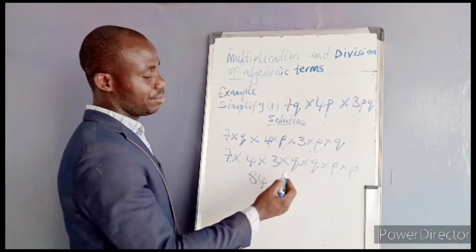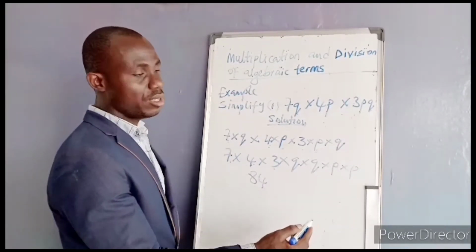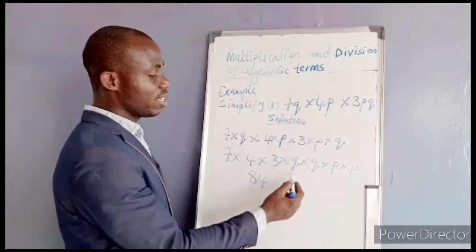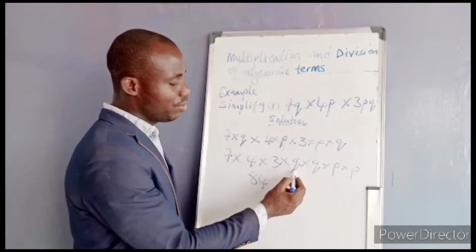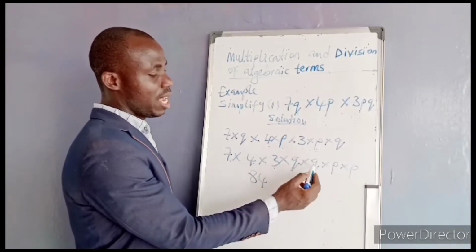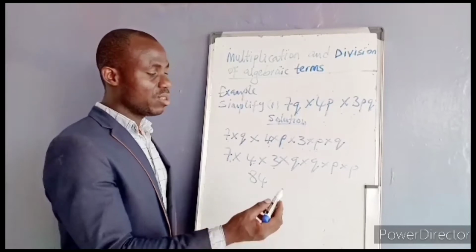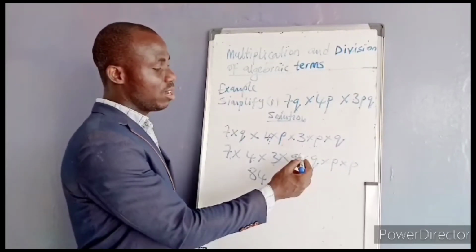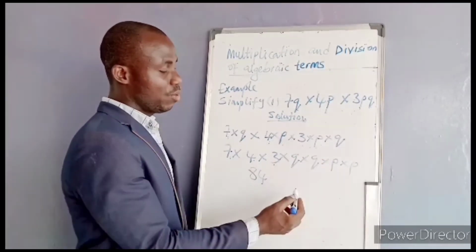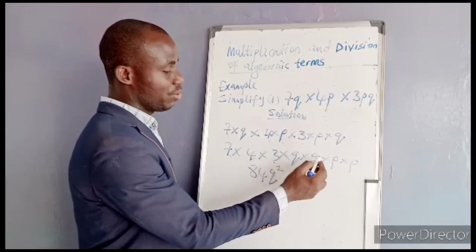Q times Q. When you are multiplying same alphabet, it's not going to be 2Q. Just like 1 times 1 is 1. But in this case, we're going to use the indices form. Q is raised to power 1. And this Q is also raised to power 1. And the law of indices states that when you are multiplying same number of the same base, you add their powers. So we're only going to add 1 plus 1, which means it is Q to the power of 2, because there are 2 Q's here.